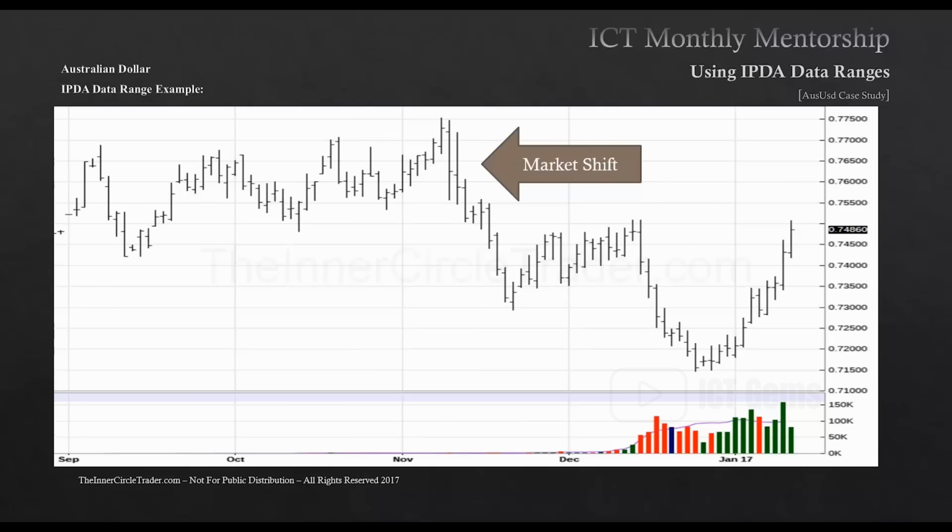The IPDA data range: you have a 20-day look back and cast forward range. You have a 40-day look back and cast forward range. And then you have a 60-day look back and cast forward range. What I'm suggesting to you is if you are looking at price and you see, for instance, a market structure shift here and the quarterly shift occurs in November, that means the market is now in a sell profile from that point until it gets to a level of significant counter direction. What would cause it to change direction or consolidate?